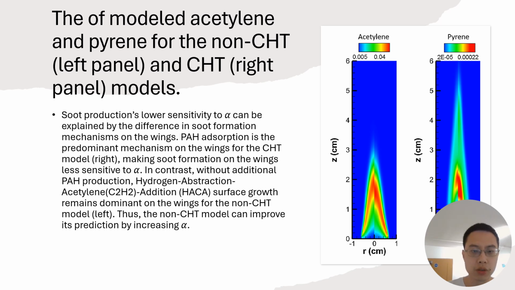HACA surface growth remains dominant on the wings for the no CHT model on the left hand side, and the no CHT model can improve its prediction by increasing alpha. And soot production being less sensitive to alpha can be explained by the difference in soot formation mechanism on the wing.